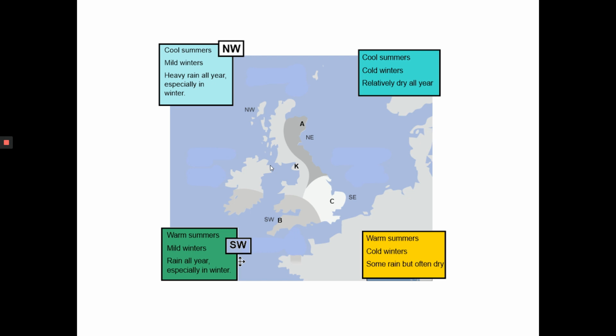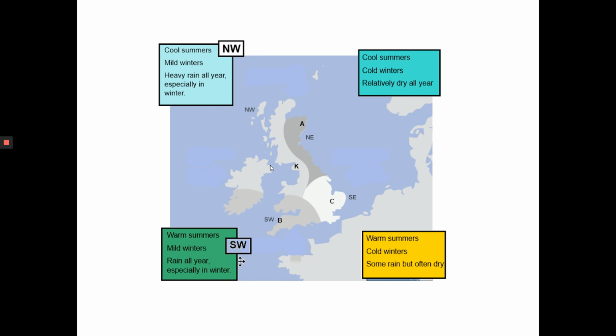Not as cold as the northeast, but they are generally cold. And then it's very similar in terms of rainfall. It's often dry. There is rain, but it's often dry. If we compare that over to the southwest, again, the summers tie up, so you've got warm summers, and we'll talk about why that is in a minute.